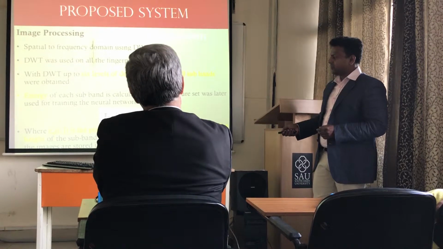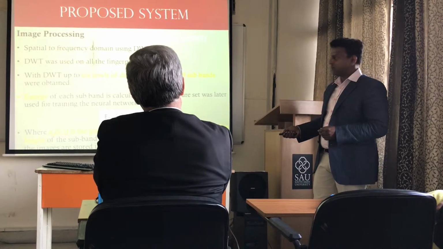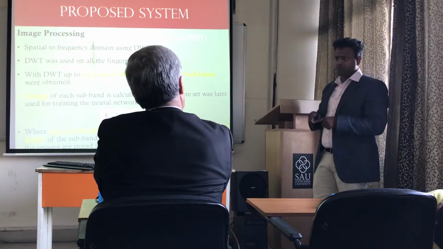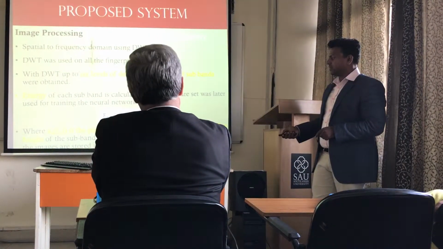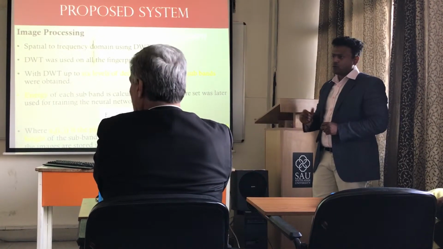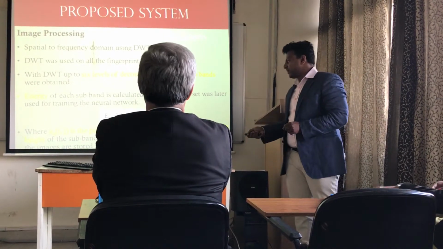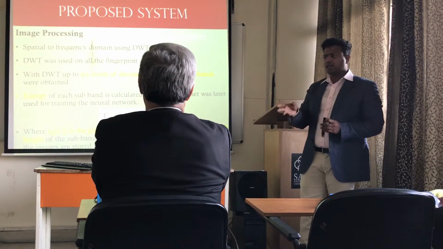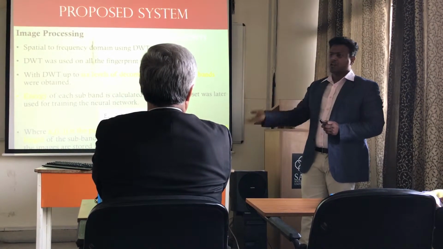If you see this A and B, these are the individual pixel values which have been taken. A is the width and B is the height. So the whole image is taken into account, and that is how the whole image is converted into the frequency domain. Once it is converted, all the energy values which have been collected are stored in CSV format.